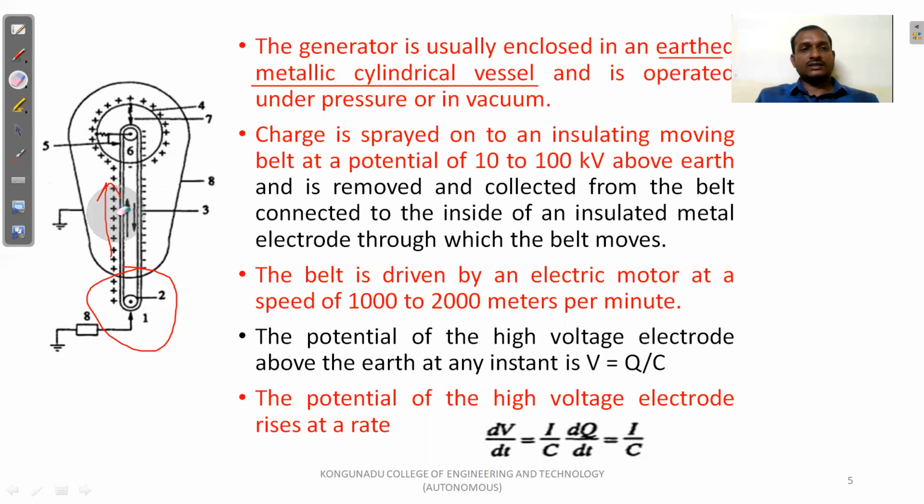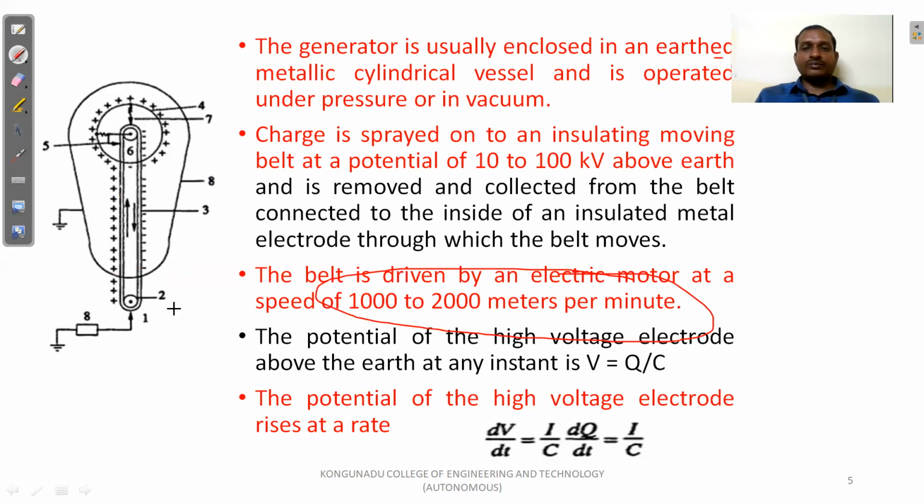So the belt is driven by an electric motor with a speed of 1000 to 2000 meters per minute. The upper and lower pulleys will be driven by an electric motor at a speed of 1000 to 2000 meters per minute.